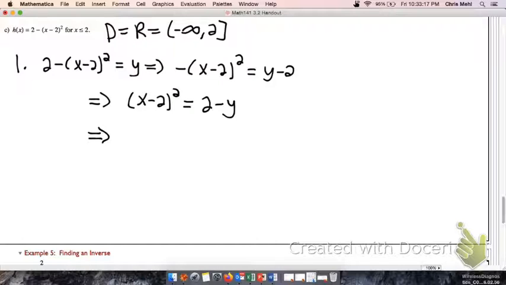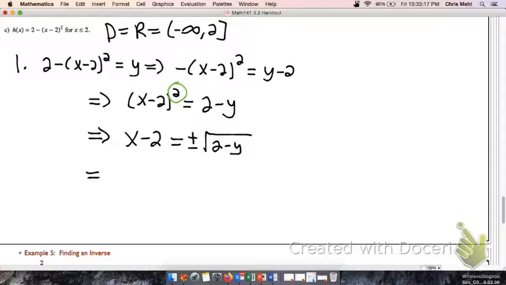And now I need to get rid of this square right here. And how do we undo a square? Well, I'm just going to square root both sides. If I square root the left, I get x minus 2. But be careful, because on the right, when you take a square root of both sides, you pick up a plus or minus.